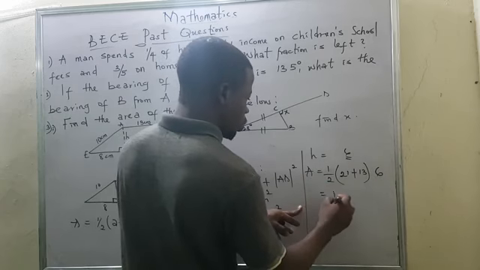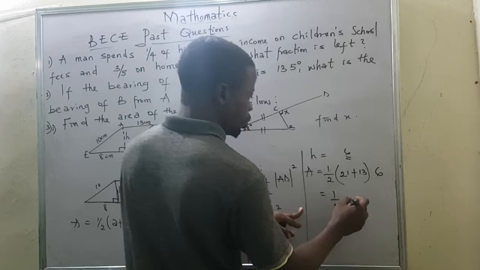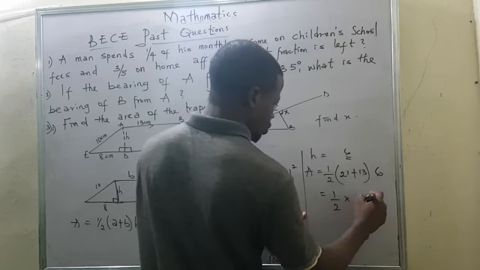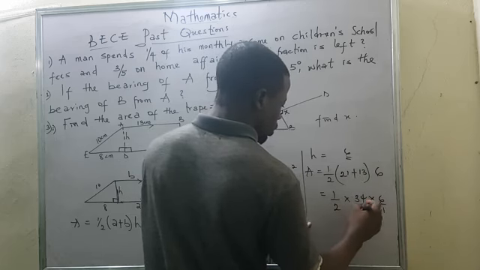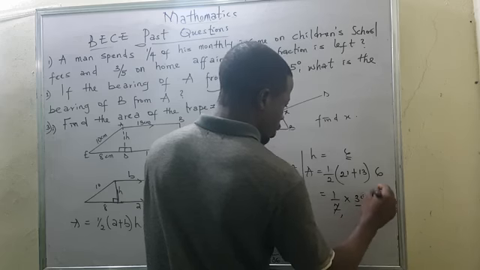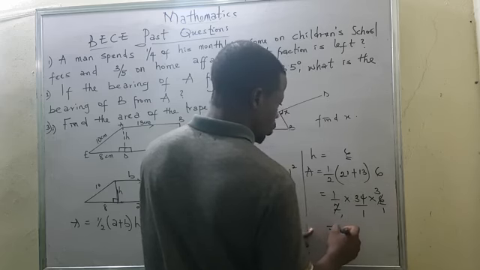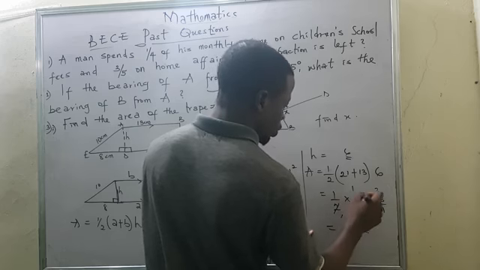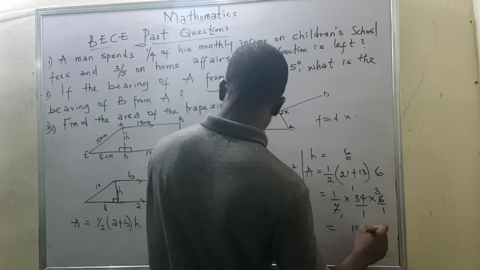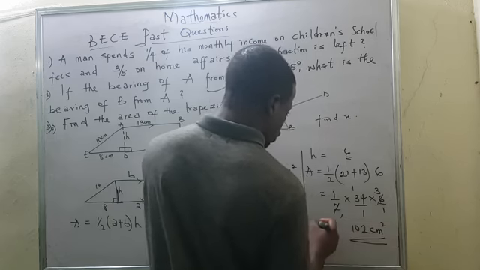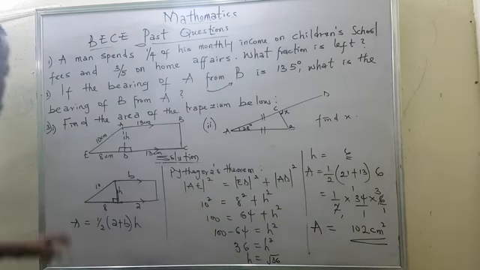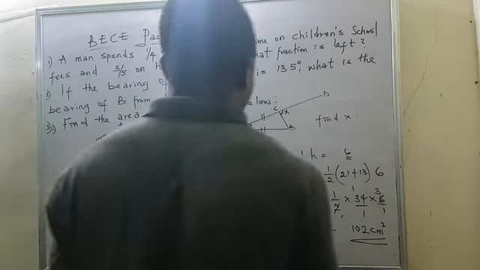So that will be equal to 1 over 2 times 34 times 6 over 1. 2 here 1, 2 here 3. So the area will be 17 times 6, which is 102 centimeter square. So area of the trapezium is 102 centimeter square. To the last question before we round up this session.